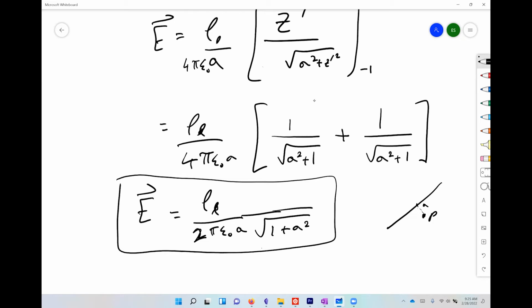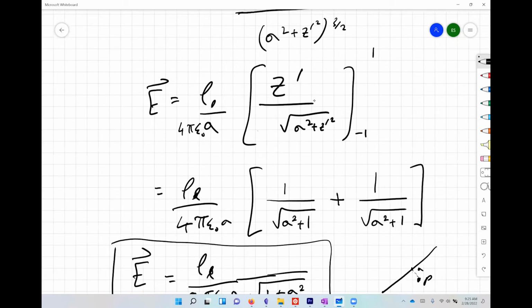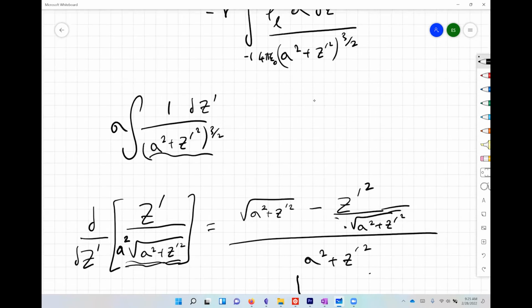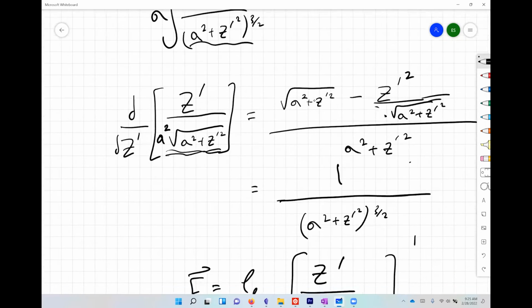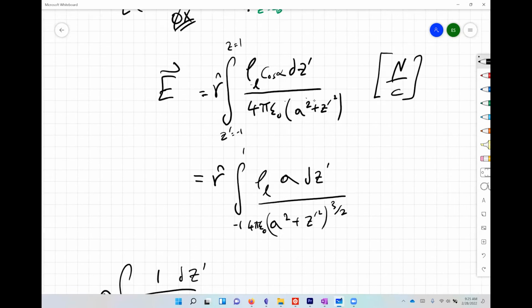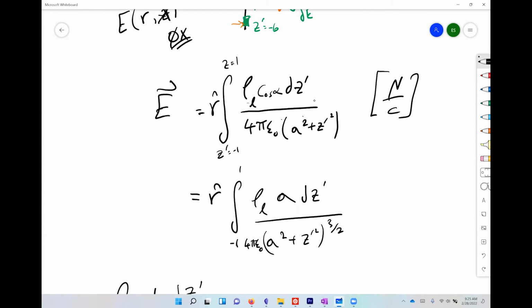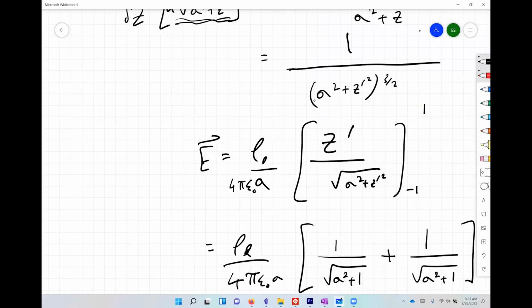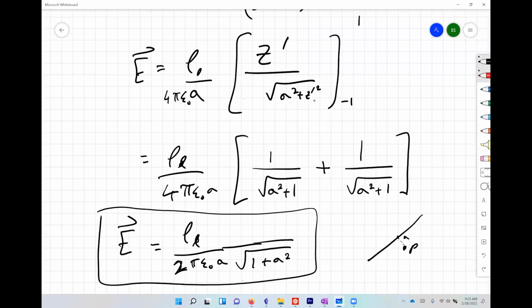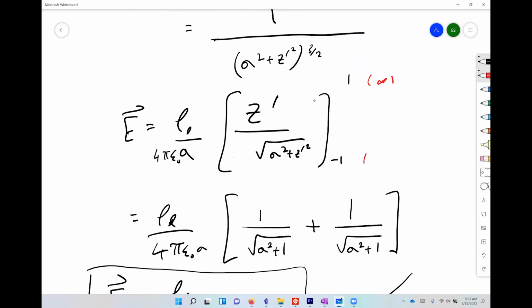What happens now if we take the length of the rod to be infinity? Well, the limits of the integral are going to go, instead of -1 and 1, from minus infinity to infinity. That's the difference, right? So the field is going to be the same, except here my limits are going to be infinity and minus infinity. Okay. Can I find what that's going to be?